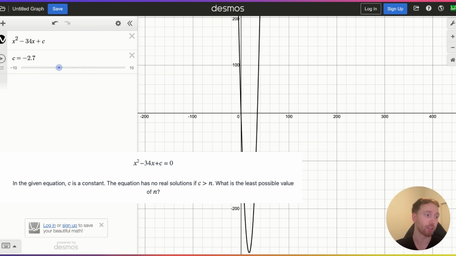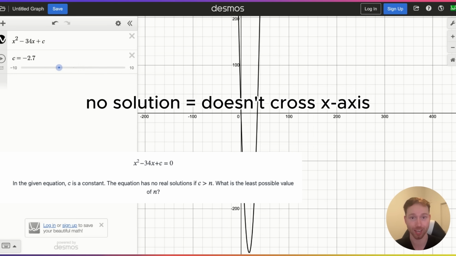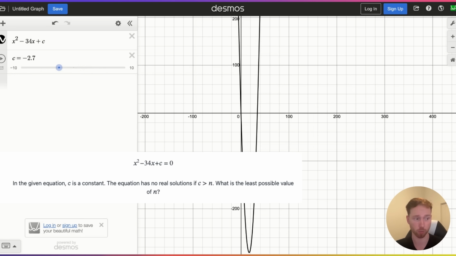In this case, they're asking: C is greater than N if the equation has no solutions. Remember, a solution when dealing with one line is where it crosses the x-axis. When it has no solutions, that means it should not cross the x-axis. What is the least possible value of N?